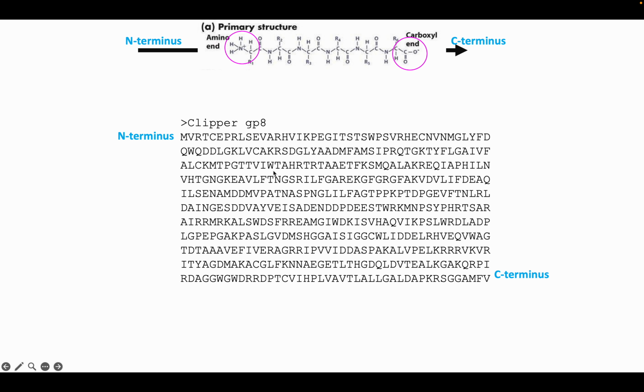So this is the primary structure of Clipper gene 8. It has an N terminus and it has a C terminus. And of course that methionine would be the first amino acid incorporated into the protein. This would be at the N terminus. And this valine would represent the last amino acid in a protein and the C terminus.